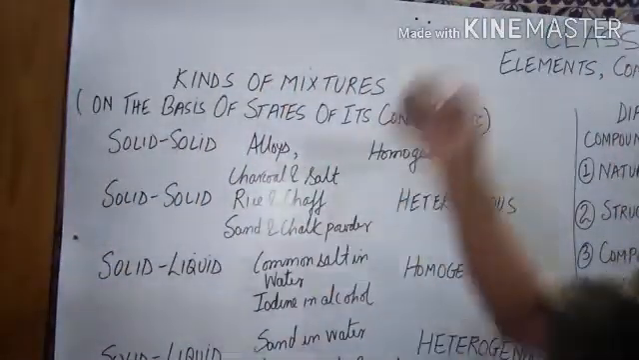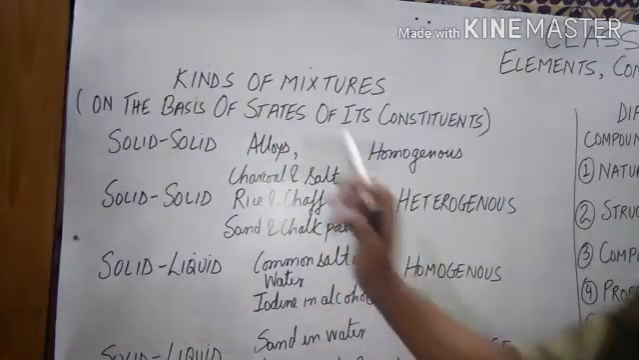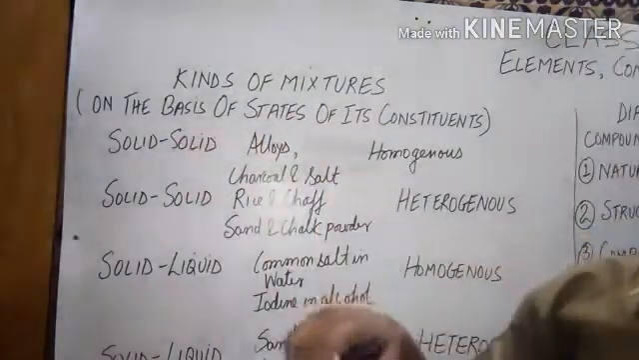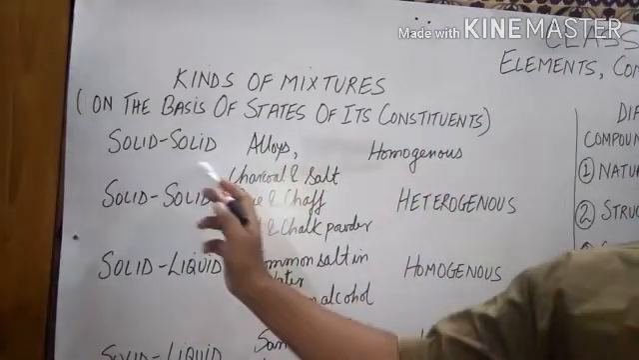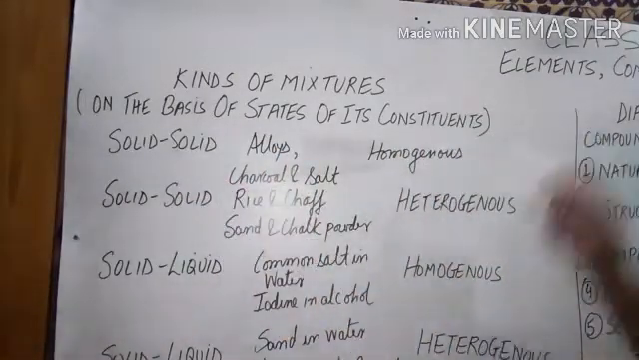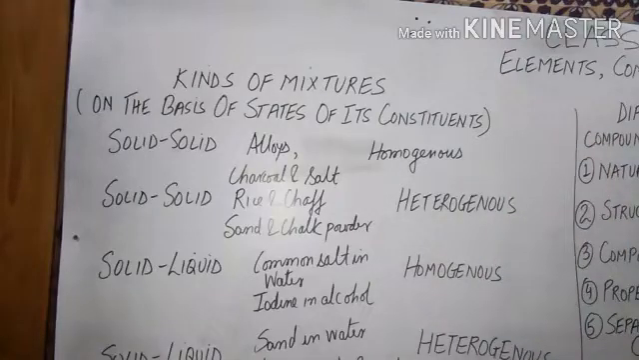So it's all about the kinds of mixture on the basis of, किस basis के आधार पे इनका classification हुआ. That's why on the basis of states of its constituent. Example, and this portion is a very important one, try to understand it.